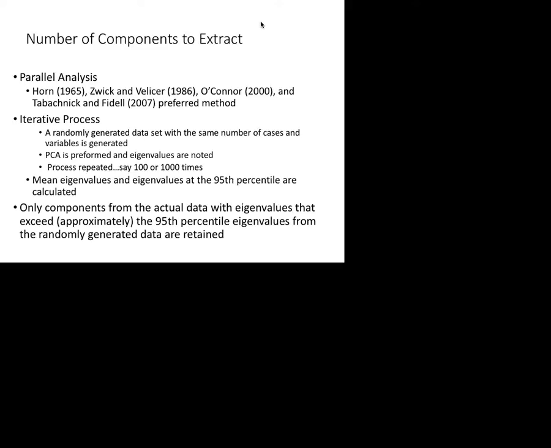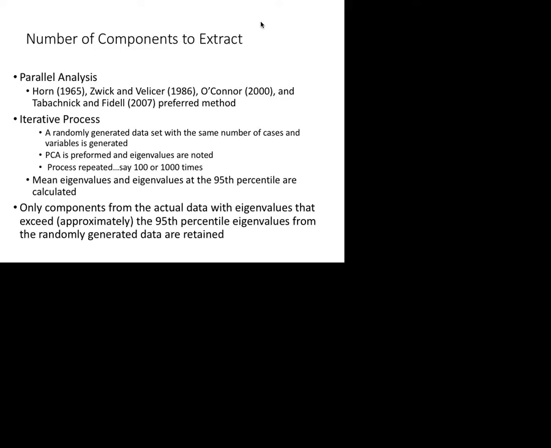And then we repeat. We can repeat it 100 times or 1,000 times or 10,000 times. Once you get above 1,000, things don't change much. But I probably would do 10,000 because it's so easy to generate, and it takes just a few seconds. It'll generate 10,000 random sets of data. For each set of data, it will calculate the eigenvalues. And then it will record your eigenvalues and give you the mean eigenvalue for all 10,000 or 100 or 1,000. And then it will give you the eigenvalue at the 95th percentile.